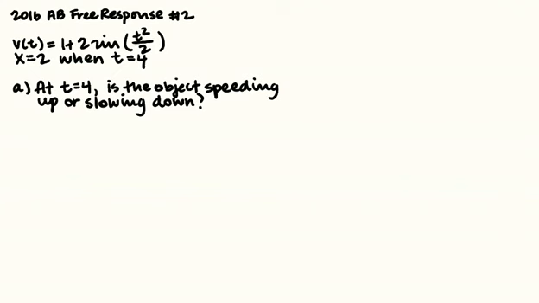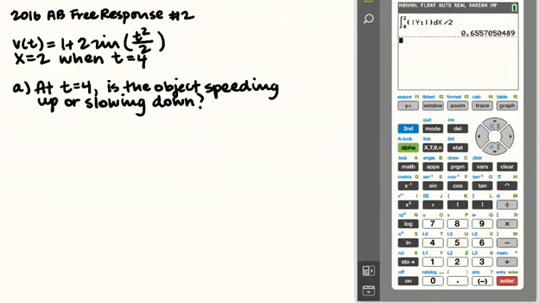V of t is given by 1 plus 2 sine of t squared over 2. I'll tell you, question number 2 on the free response, that's a calculator active question. And I can tell you just from looking at the other ones, we're going to need to use velocity more than once, so I'm going to type it into y1. Okay, so I've told the calculator to make v of t y1. Is the object speeding up or slowing down at t equals pi over 4?